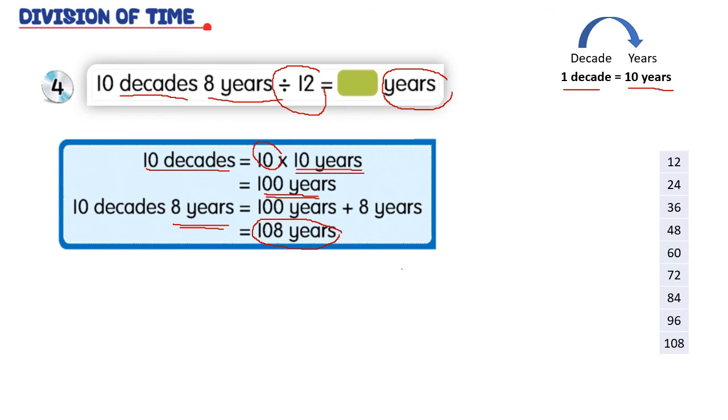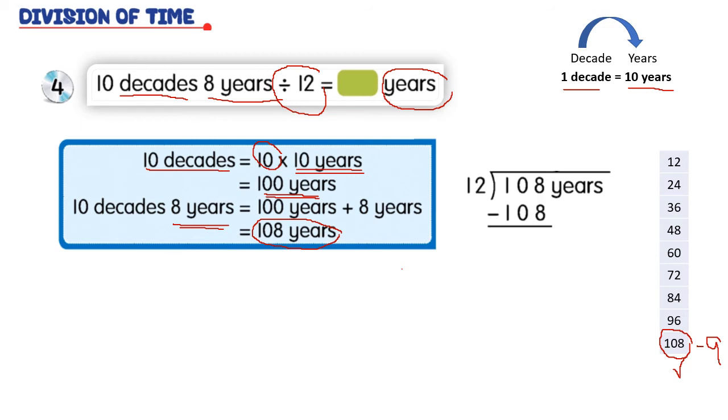Now divide by 12. You have to know times table 12. So 108 divided by 12. In table 12, there is 108 there. It is 9. So write 9 at the top and then do your subtraction again. Make sure you write down again 108. So 108 minus 108 is 0. So the answer for 10 decades 8 years divided by 12 is 9 years.